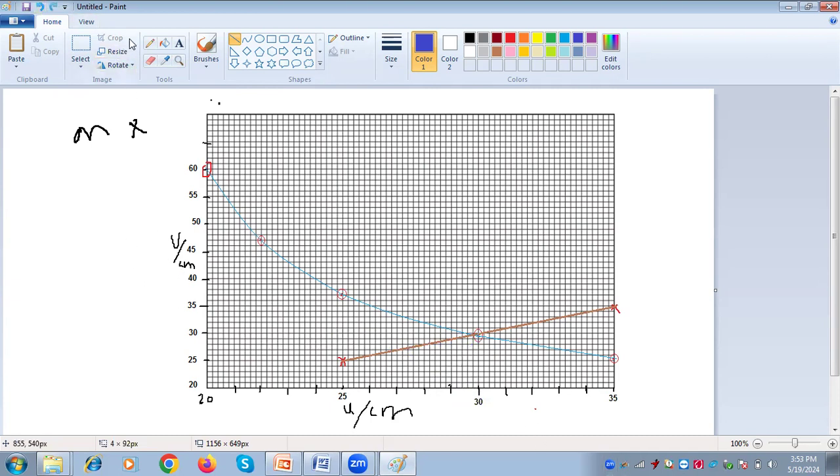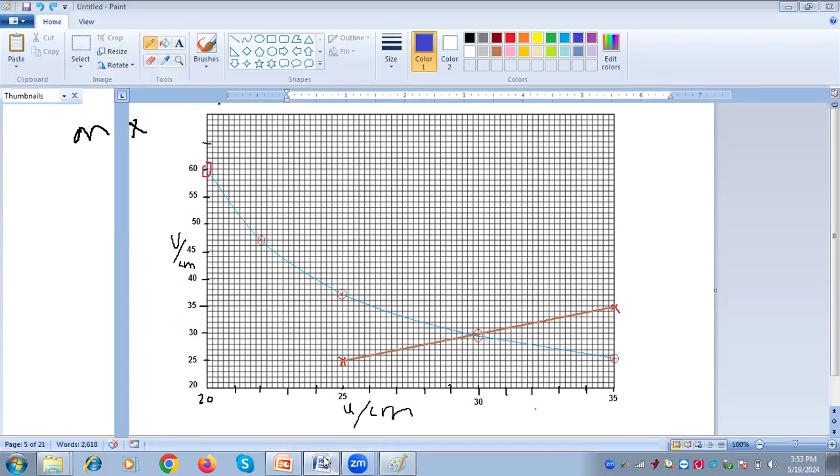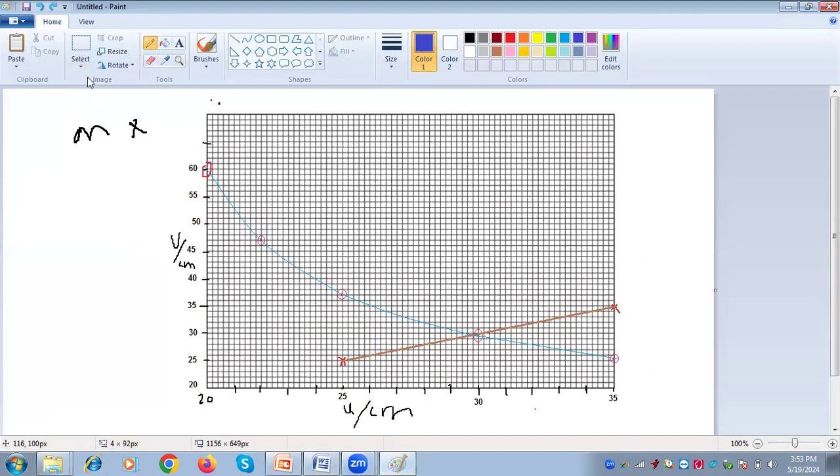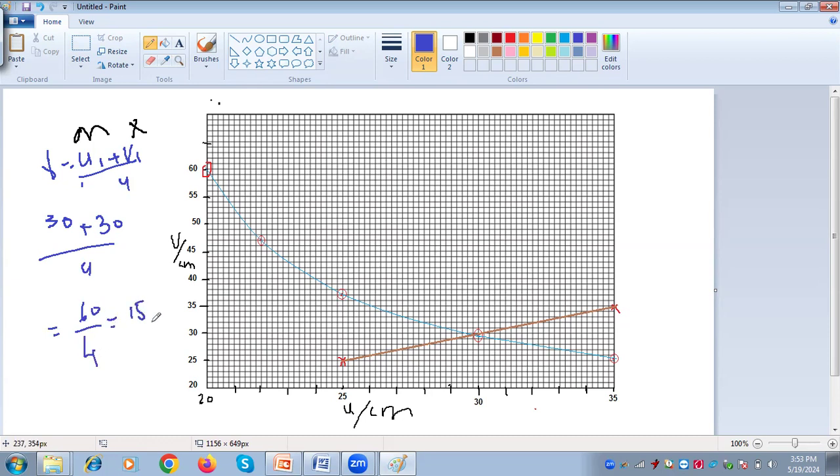So we can calculate this. Let us read the question. U and V, U plus V divided by 4. So you may get the focal length. So let us do the working here on paint. U is 30. F is equal to U1 plus V1 divided by 4. So 30 plus 30 divided by 4, 60 divided by 4 means the focal length is equal to 15 centimeter.